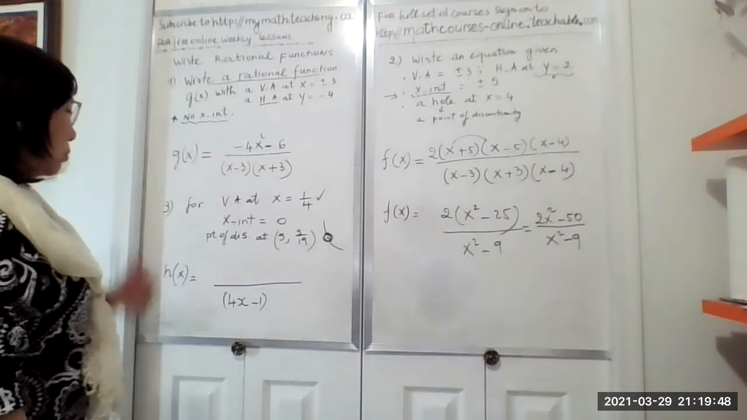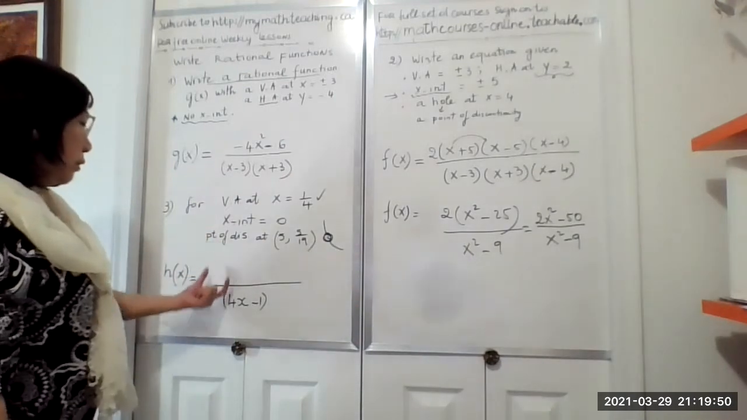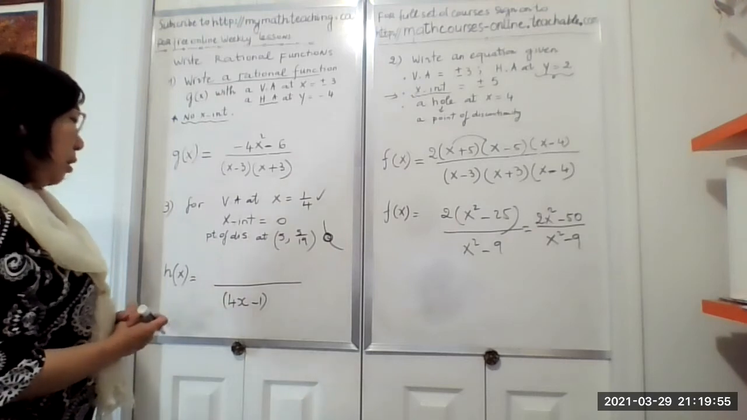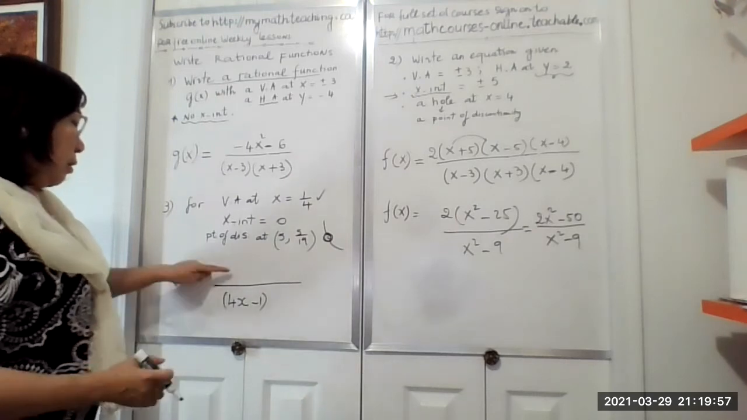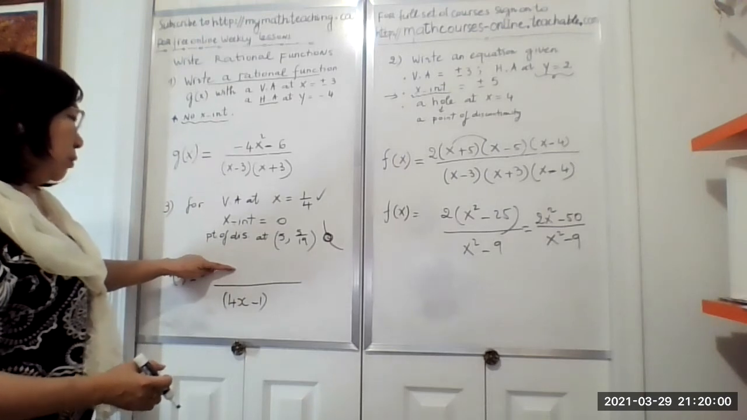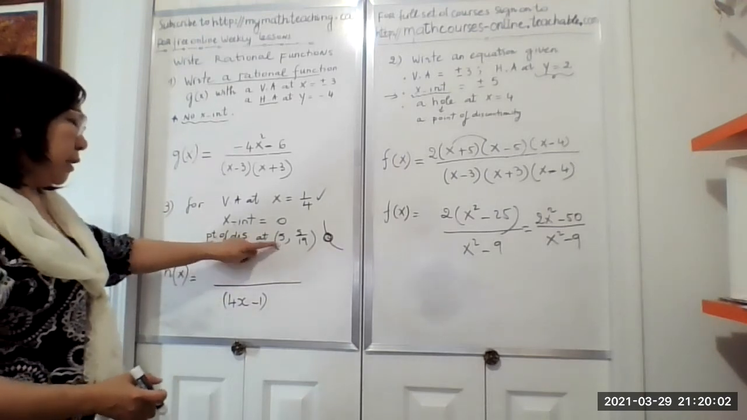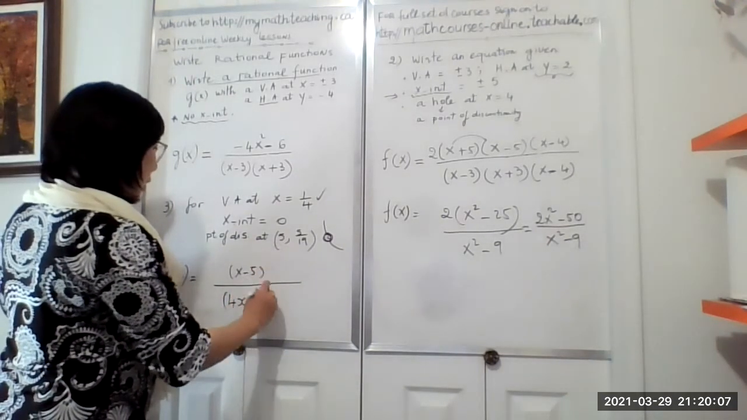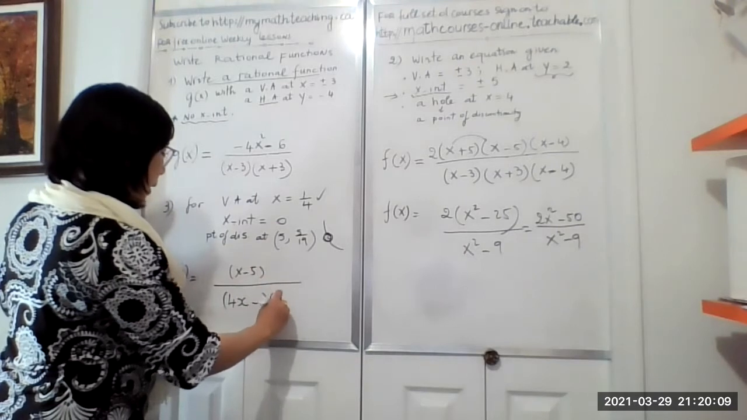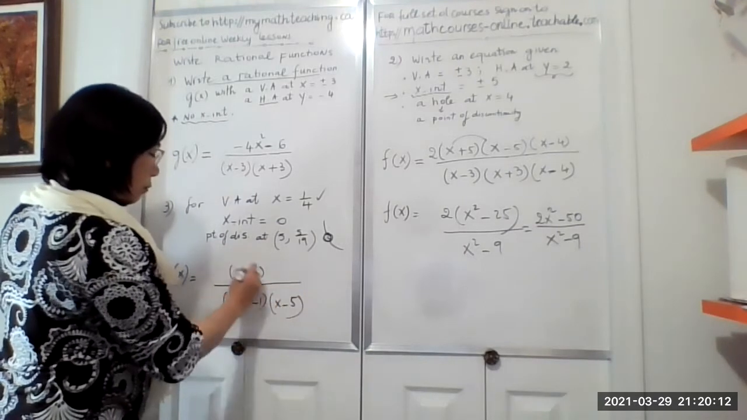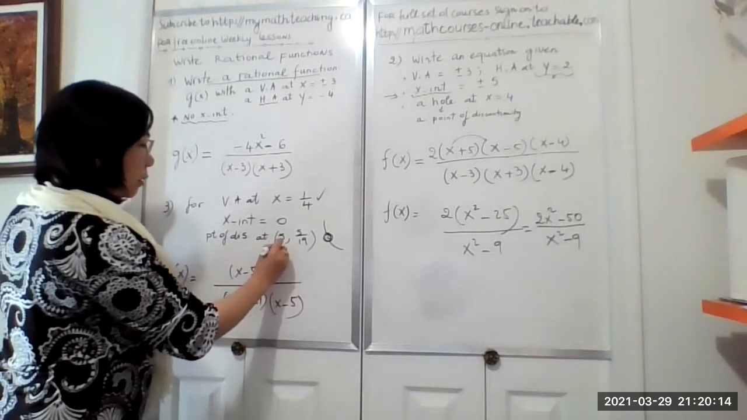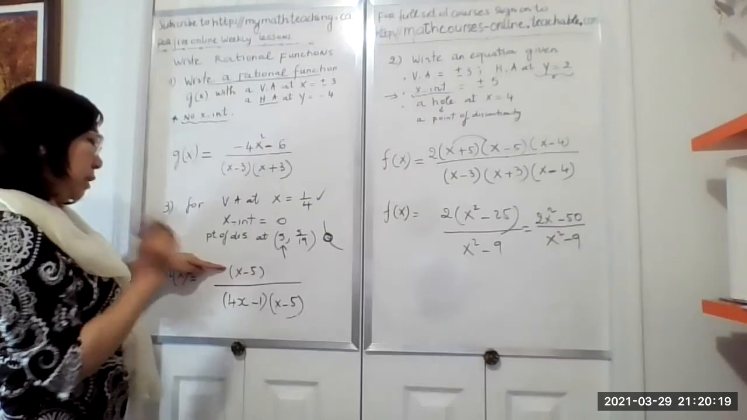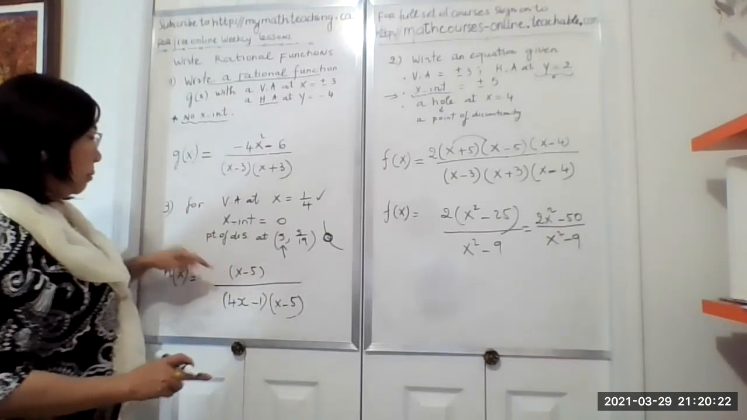Okay, what else do we know? Now we know that the degree on top has to be equal to the degree at the bottom. And we also know that we have a hole at 5. It means on the top we have something like x minus 5, and down here we also have x minus 5, so that we can cancel and make a hole right here at x equals 5. Now, what else do we need to put on the top?